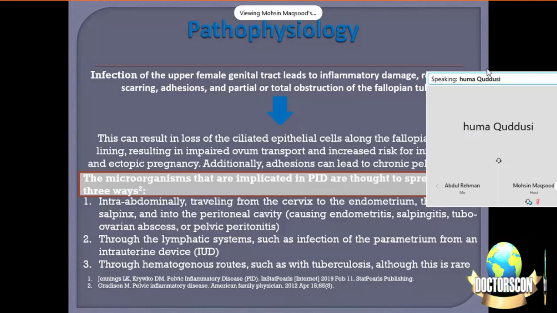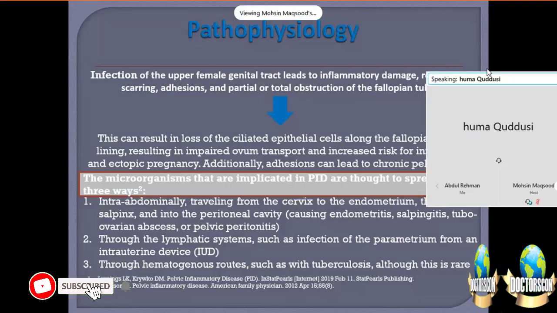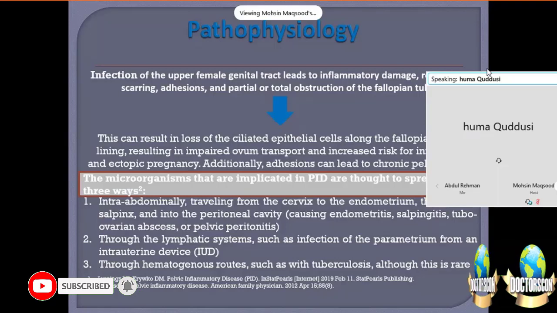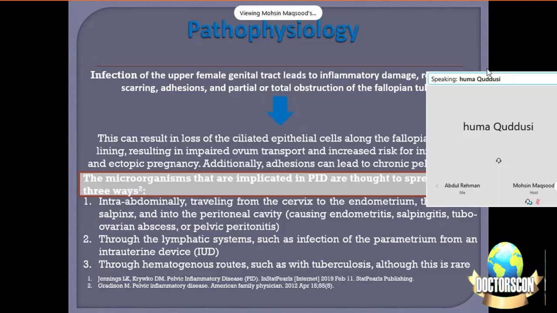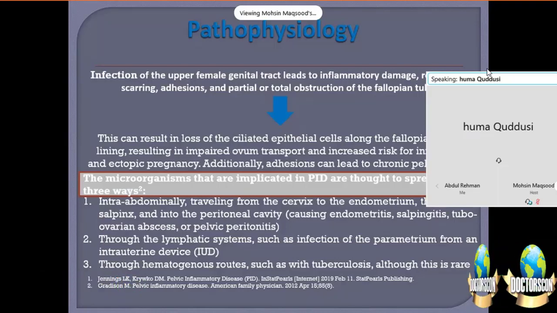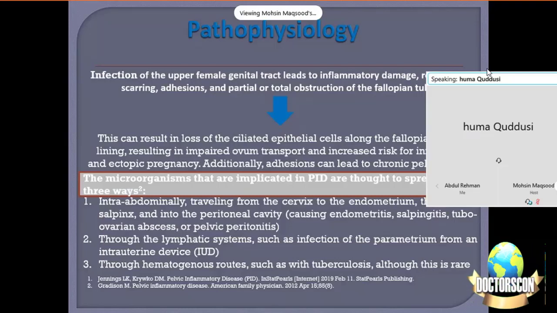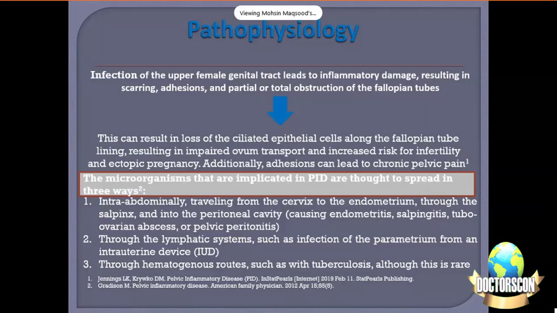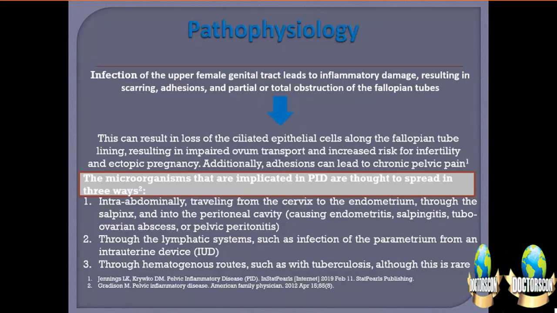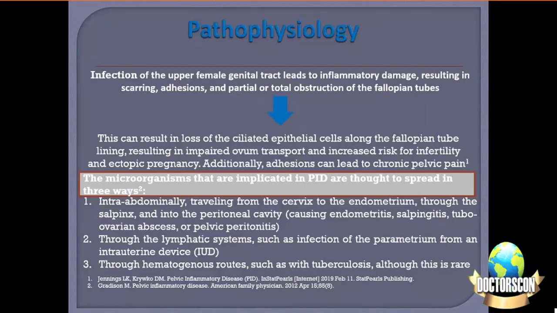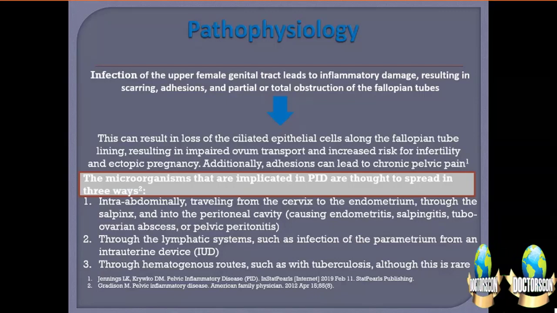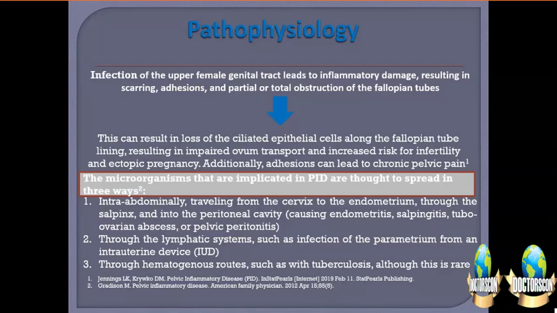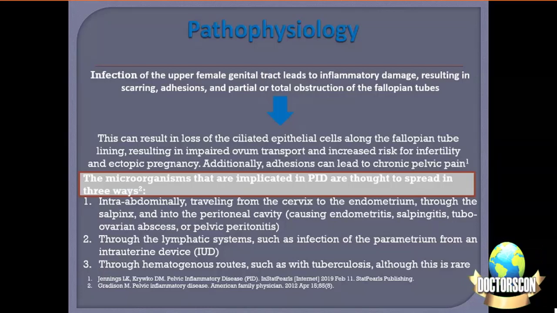The microorganisms that are implicated in PID are thought to spread in three ways. The spread can be intra-abdominal, traveling from the cervix to the endometrium through the salpinx and into the peritoneal cavity. There can be a lymphatic spread, and there can be a hematogenous spread, such as happens in tuberculosis, which is a rare disease in the developed world, but we still see tuberculosis of the genital tract in the third world. Next, please.